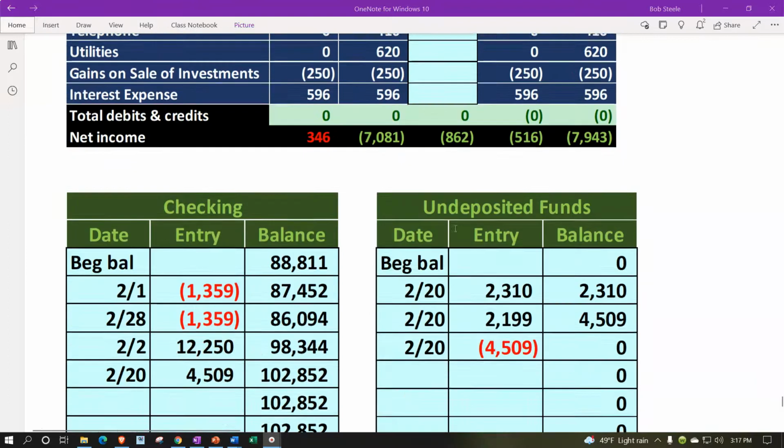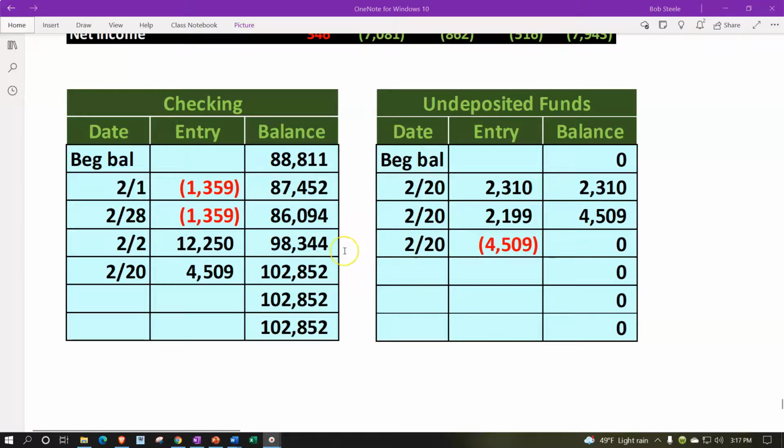The detail is down here in the general ledger. The checking account was at $98,344. It went up by the $4,509 to $102,852, and undeposited funds was at $4,509, and it's going to go down by the $4,509. Note what we have over here on the detail is a deposit of $4,509, which we hope is going to match what is on the trial balance. So we're not just concerned with the ending balance, we're concerned with how the grouping will show up because we want to match our books to what is on the bank statement, making the reconciliation easier.